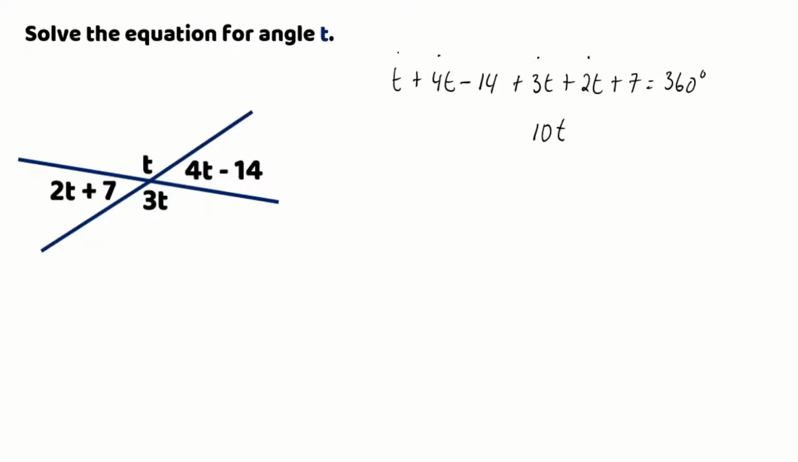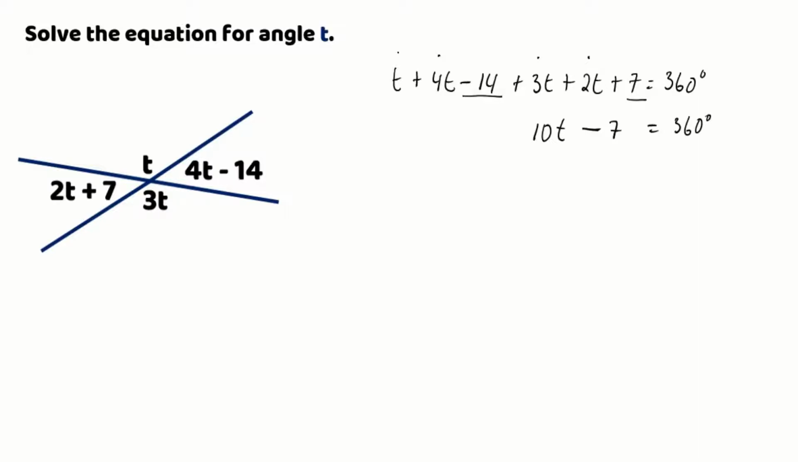And now that I've simplified my variables and my coefficients, I'm now going to focus on my constants, which is negative 14 and 7. And remember that we always use the sign that's in front of each of our terms. So we have negative 14 added to 7 will equal negative 7 equals 360 degrees.